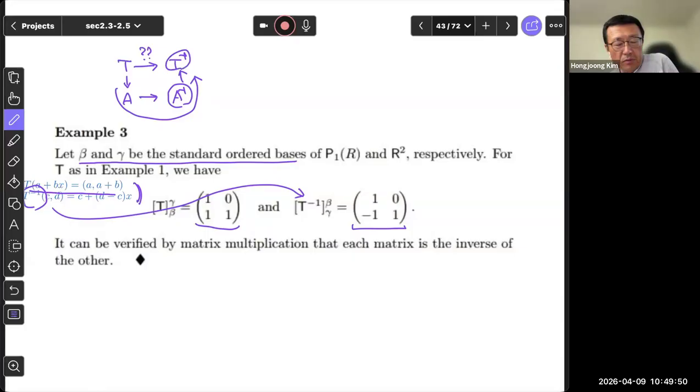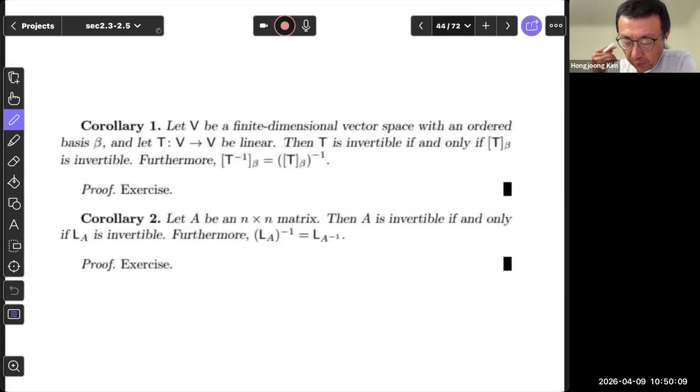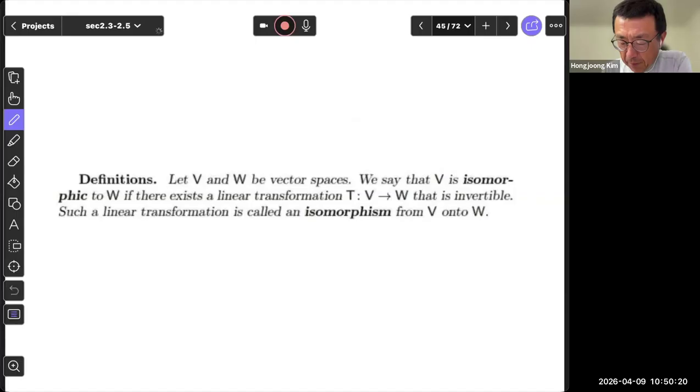But sometimes finding T inverse directly may be simple enough, but in general, finding A and A inverse and then finding T inverse from A inverse will be much easier. Yeah, you can read this. This is simple enough.